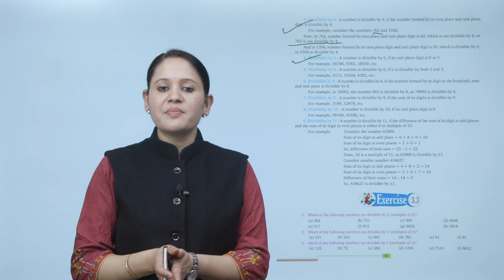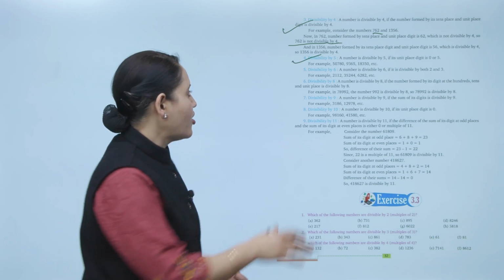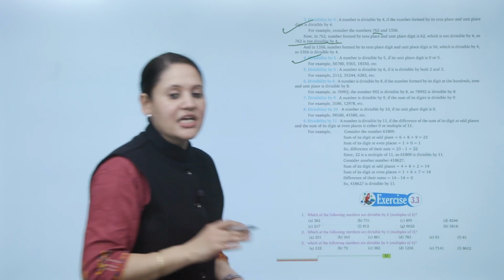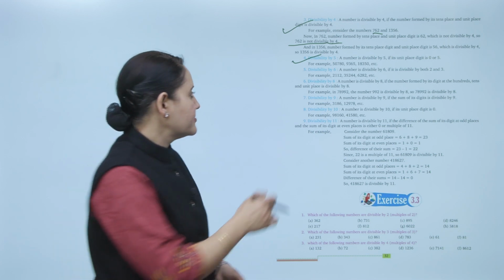A number is divisible by 5 if its unit place digit is 0 or 5. For example, all these numbers have 0 and 5 at unit place. So these are divisible by 5. Next is divisibility by 6.